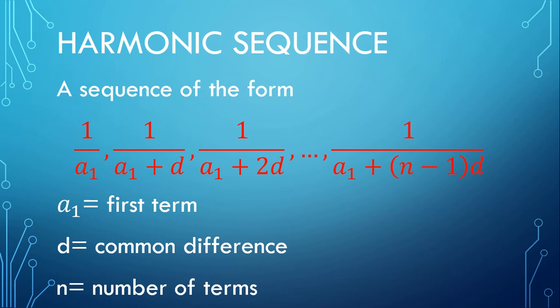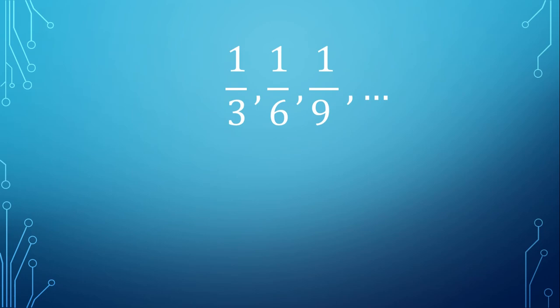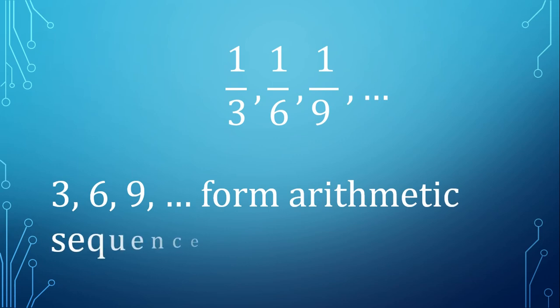Para mas maintindihan ninyo, kumuha tayo ng example. Example 2: 1 over 3, 1 over 6, 1 over 9. Ang harmonic sequence ay mga fractions. Napapansin ninyo, 3, 6, 9 nagpo-form siya ng arithmetic sequence. So, ang harmonic sequence ay fraction kung saan yung denominator nagpo-form ng arithmetic sequence.